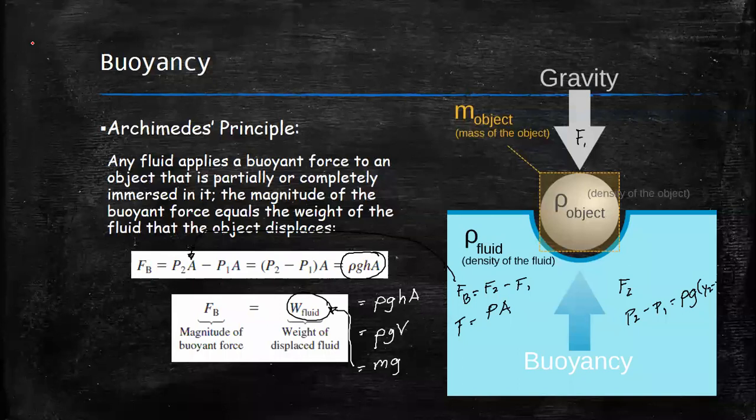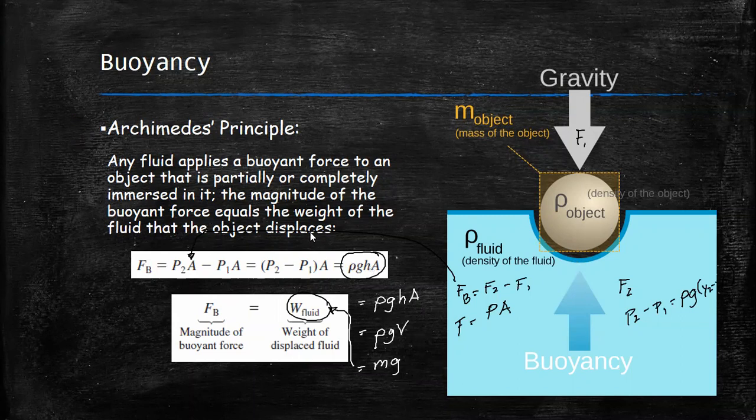So simply, buoyant force is the force exerted by the fluid toward the object to keep it either float or sink.